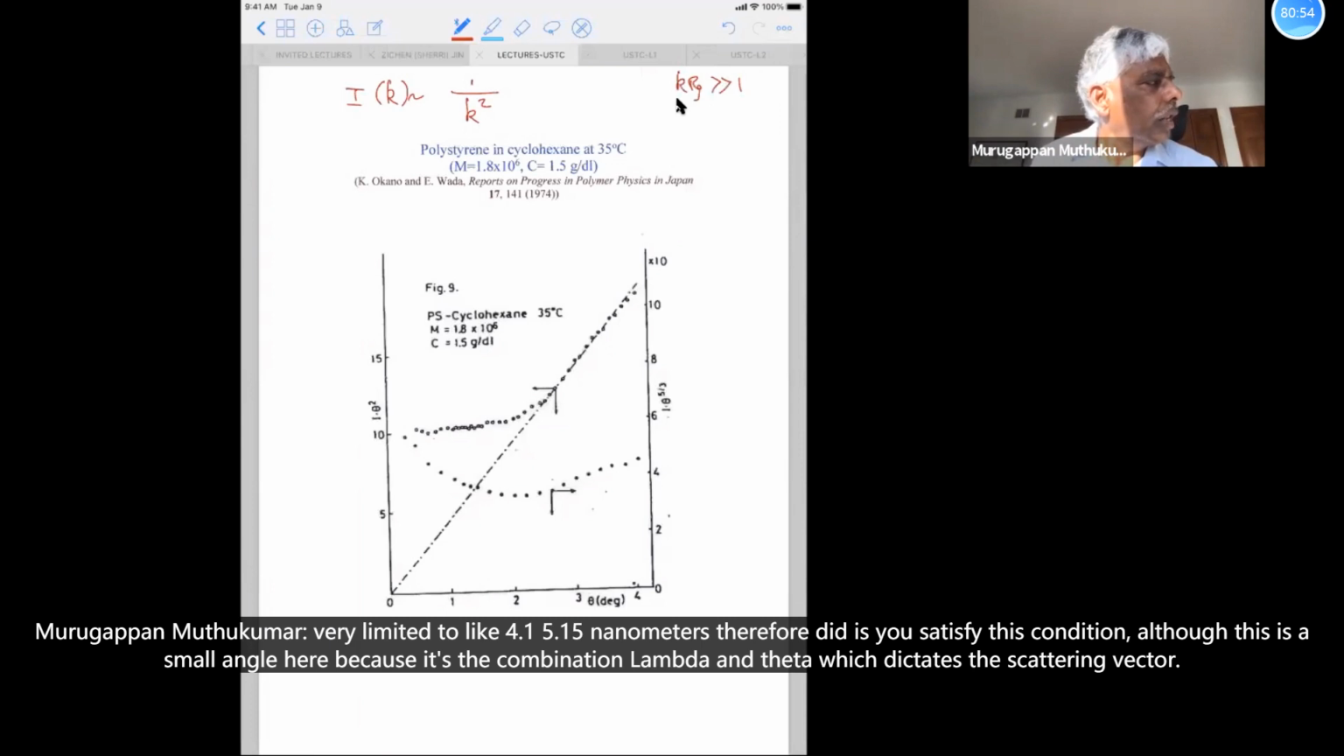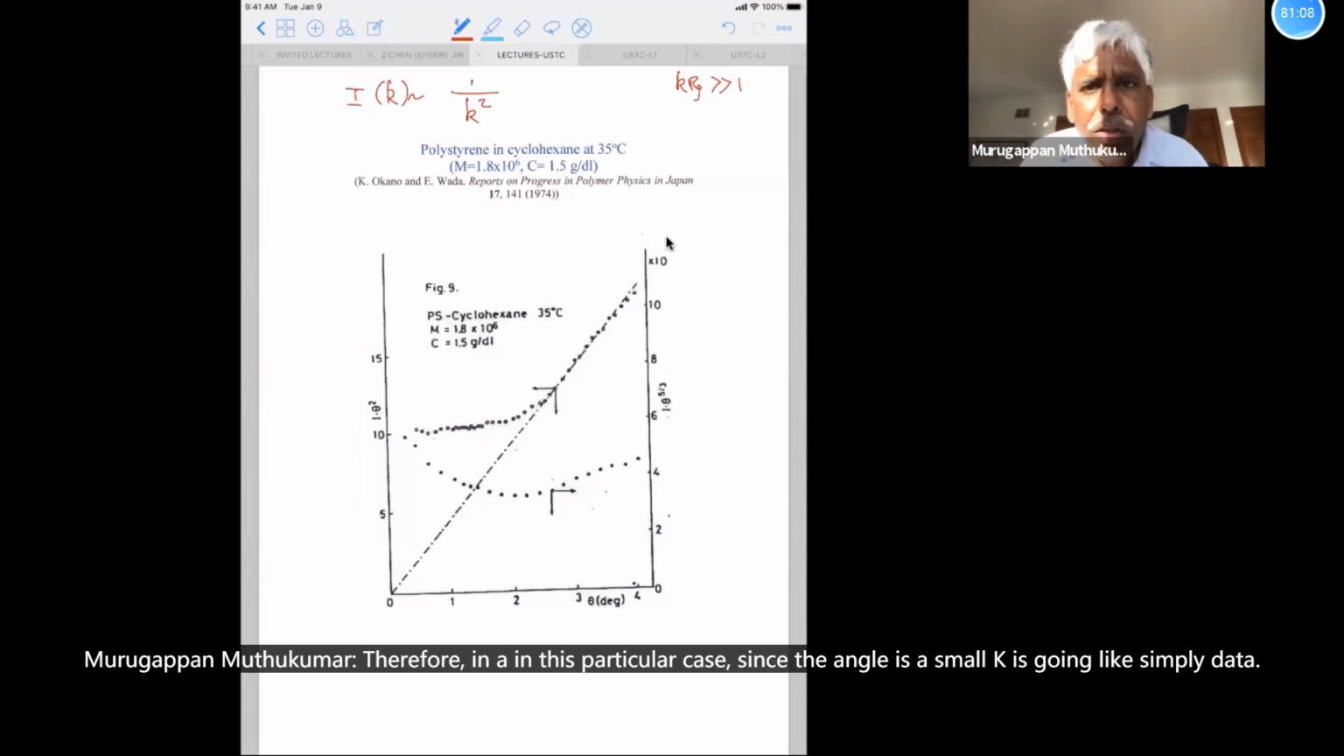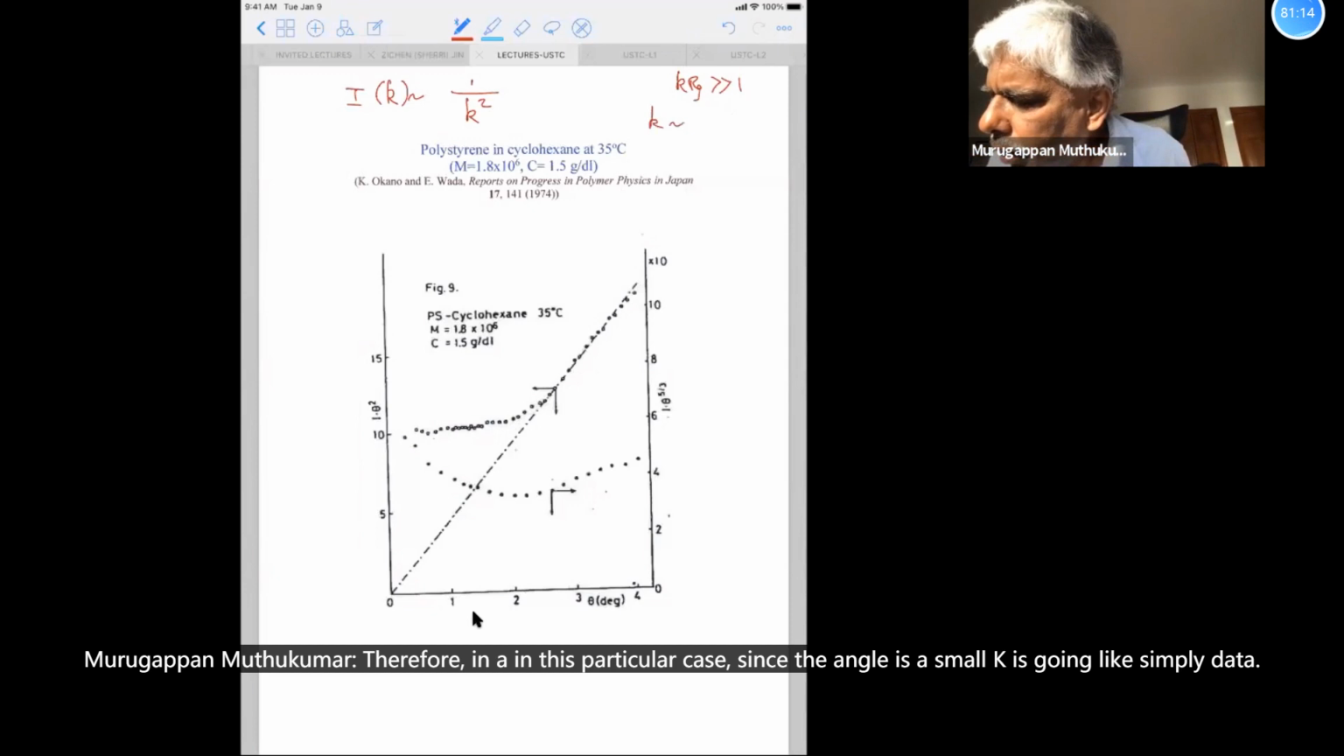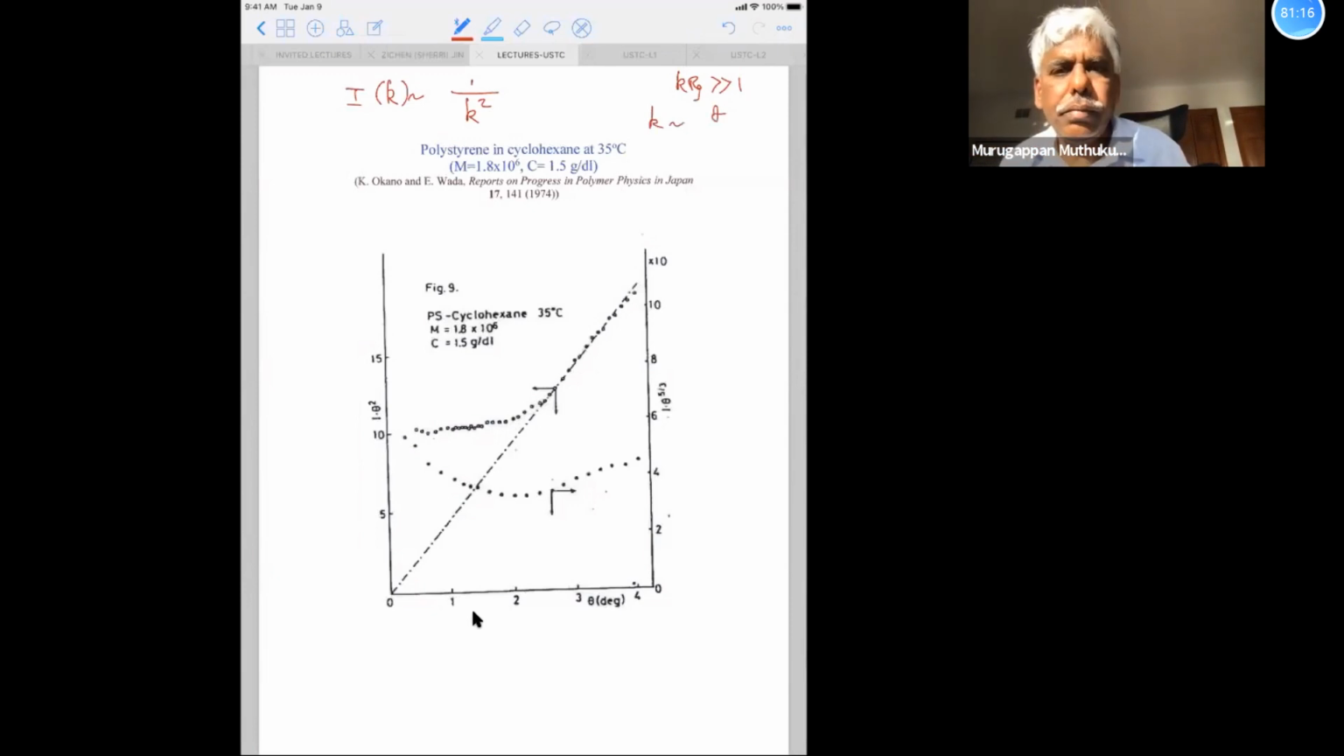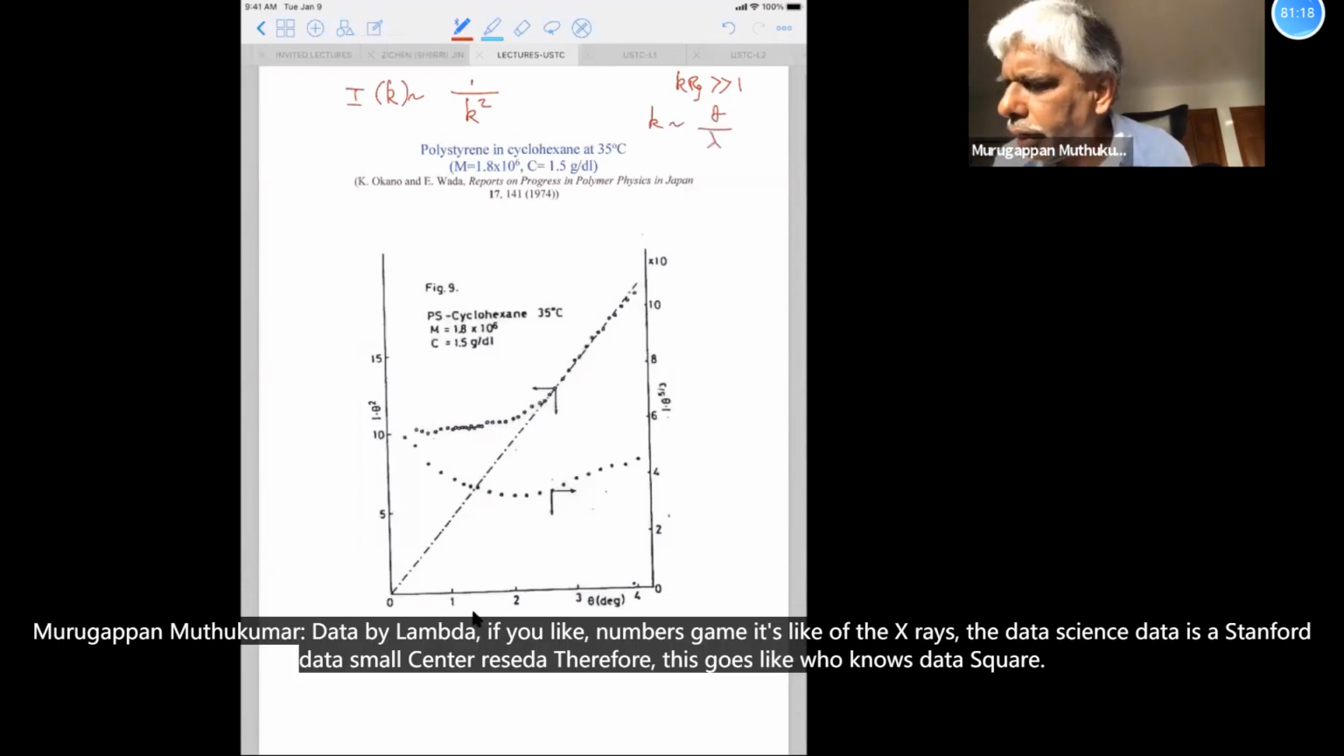I showed you before. The wavelength is like 0.15 nanometers. And therefore, you satisfy this condition, although this is a small angle here, because it's a combination of lambda and theta which dictates the scattering vector. Therefore, in this particular case, since the angle is small, the k is going like simply theta by lambda, if you like. Lambda is the wavelength of the X-rays.